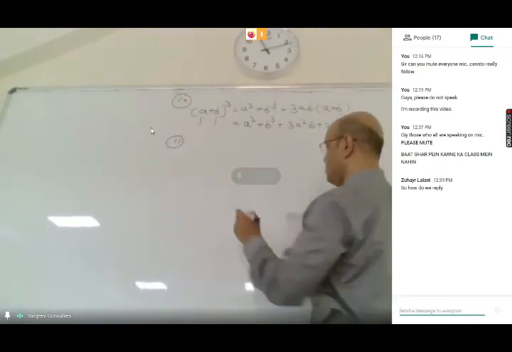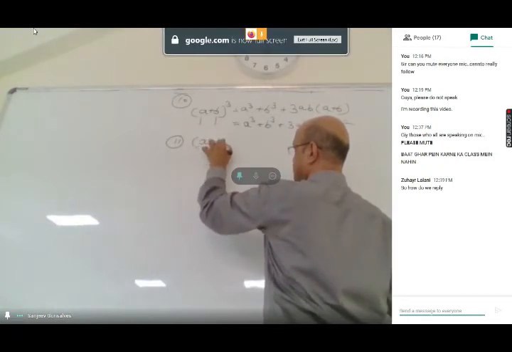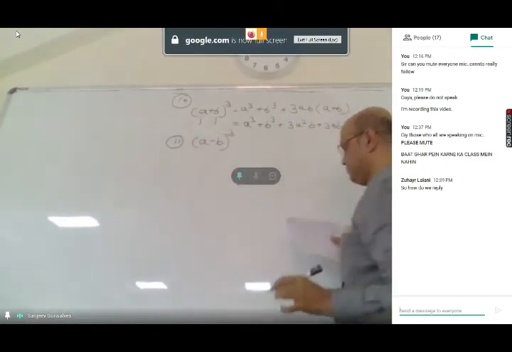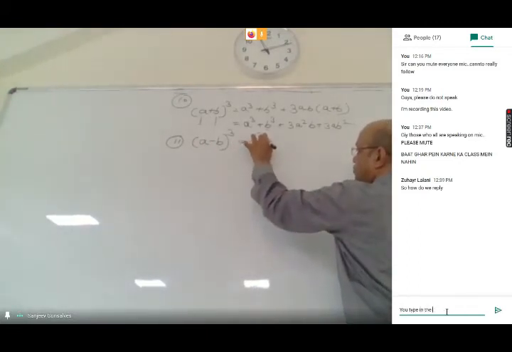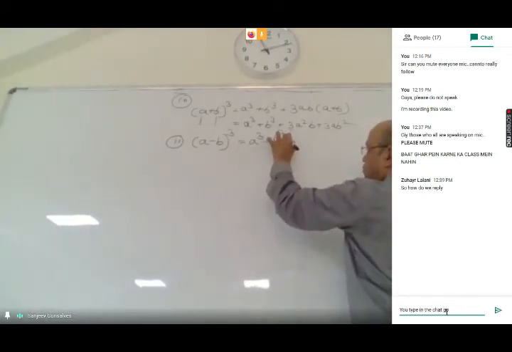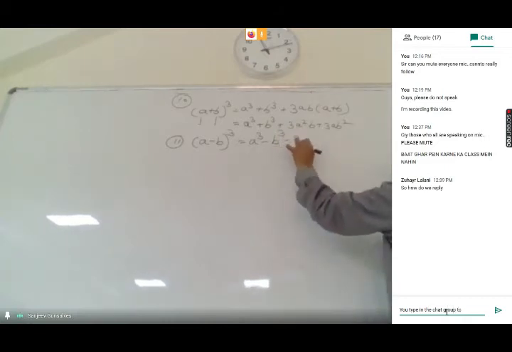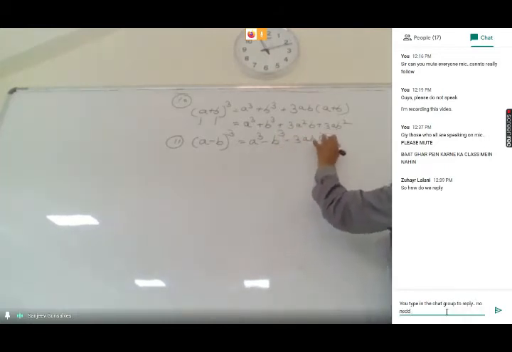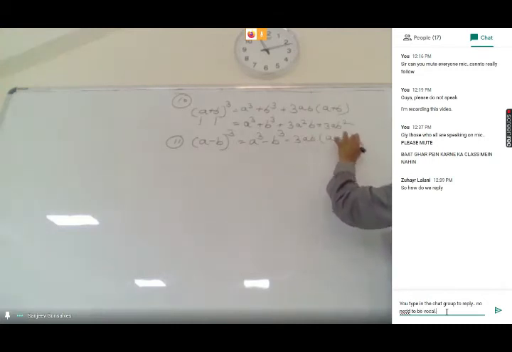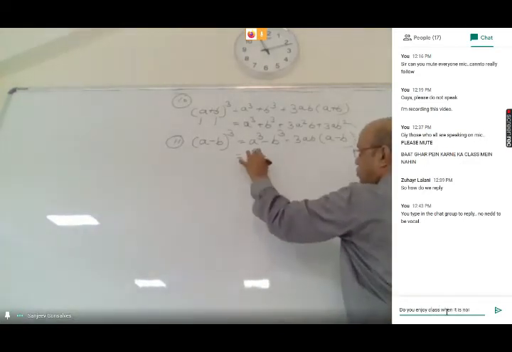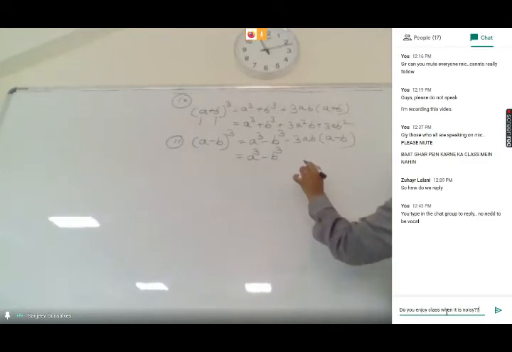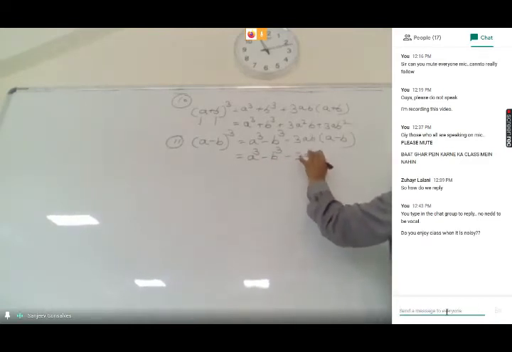A minus B whole bracket cube. Expansion is A cube minus B cube minus 3AB inside the bracket A plus B. Also written as A cube minus B cube minus 3A square B plus 3AB square.